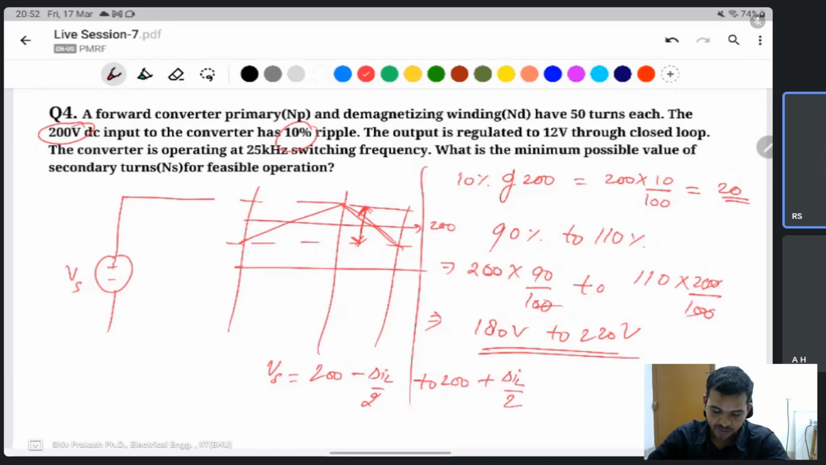If he has forgotten plus minus 10%, then we have to take it like that. If you take this one, then I think 190 to 210.